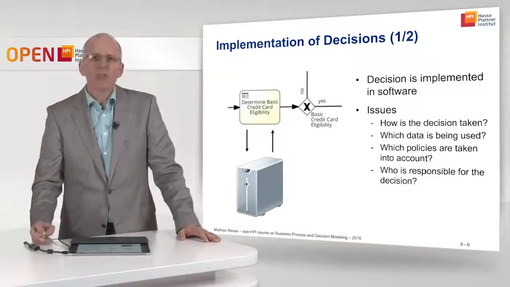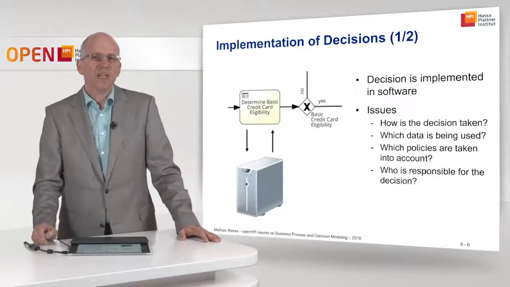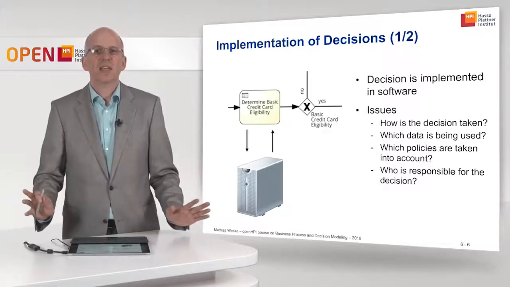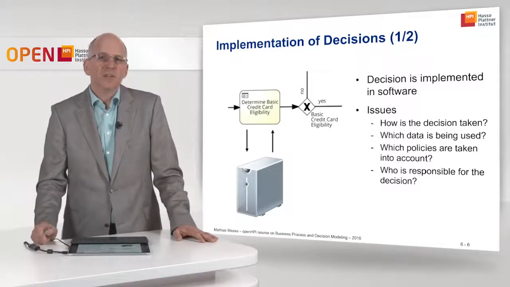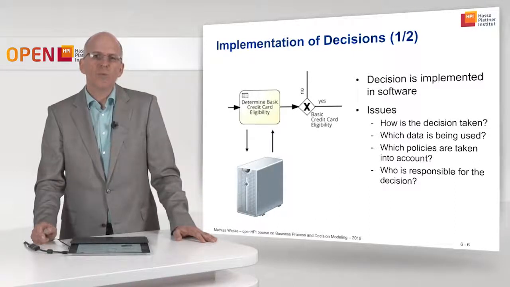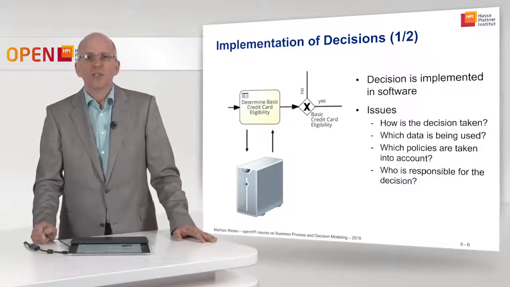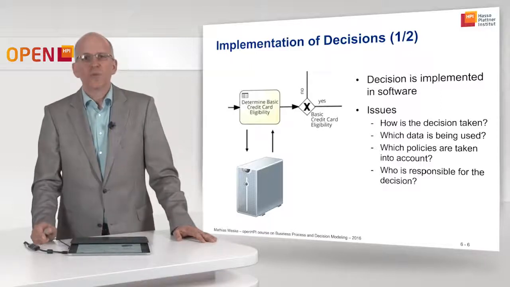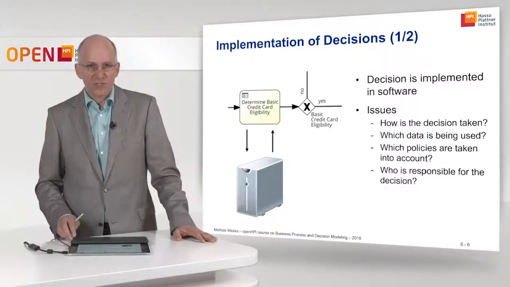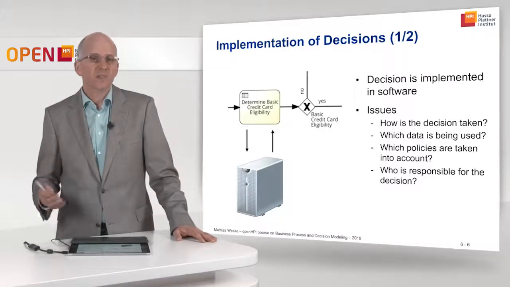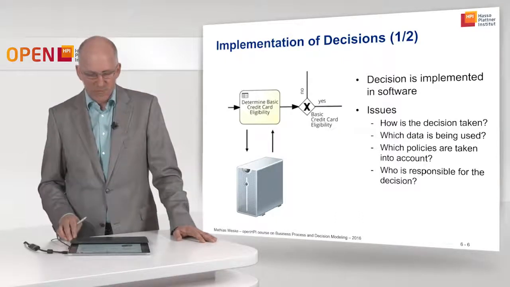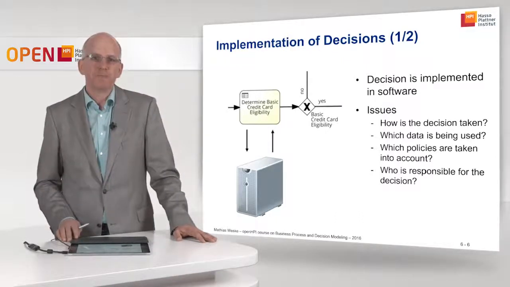We don't know how the decision is actually taken. We know that it's taken by a piece of software, but we don't know how the decision is taken within that piece of software. It's also not exactly clear which data is being used and which policies are taken into account. And we are also not quite sure who is actually responsible for taking the decision. So the decision is coded in software and it's not explicit in models. And we would like to change that. We would like to make decisions more accessible through models.